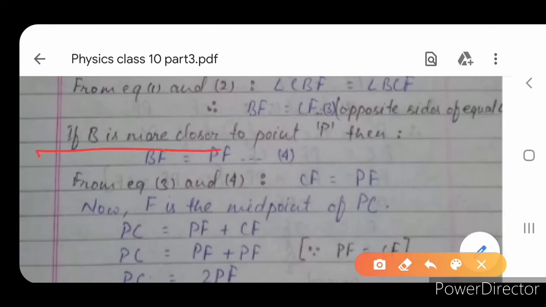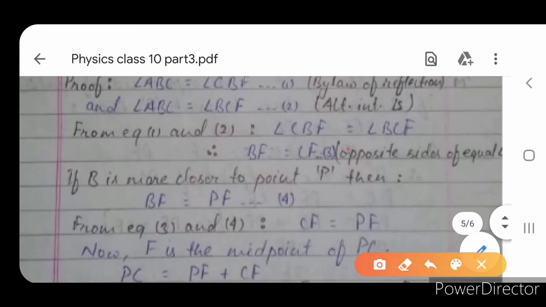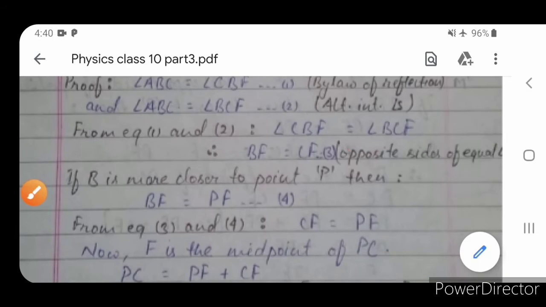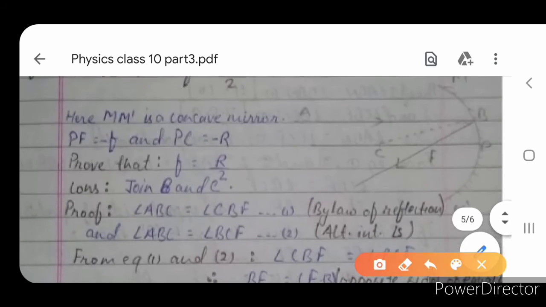If B is closer to point P, then BF is equal to PF. This is equation 4. Now from equation 3 and 4, with the BF on the left-hand side the same, CF is equal to PF. So from equation 3 and 4, CF is equal to PF. Now I have proved that CF is equal to PF.